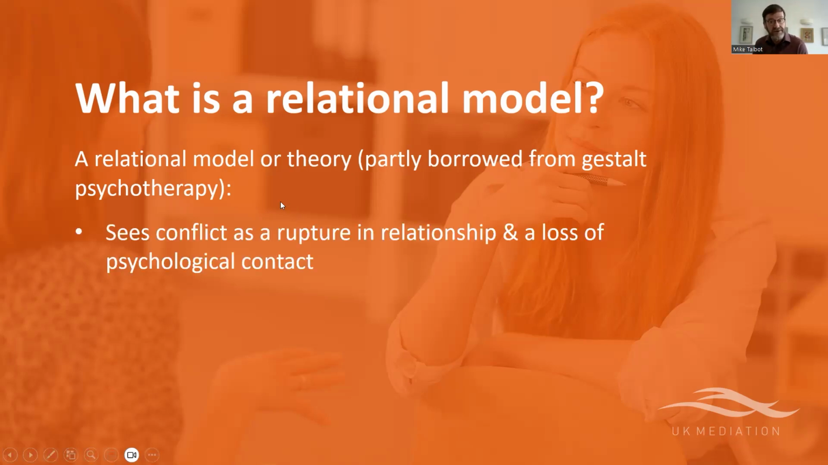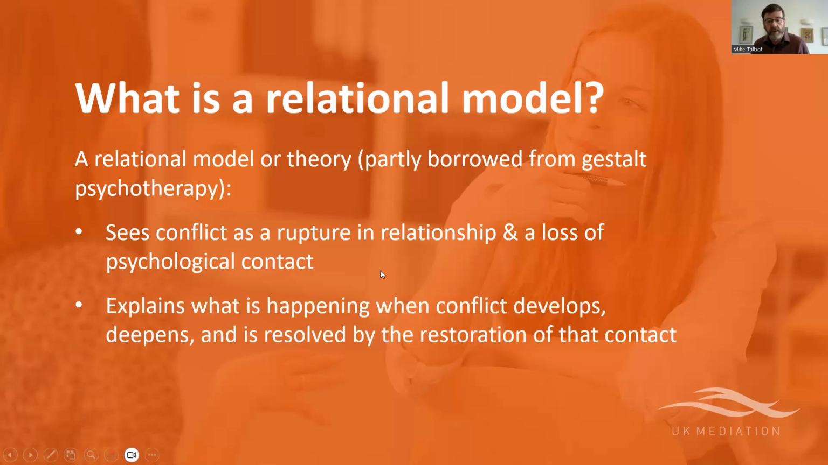How we make sense of conflict is as a rupture in a relationship. So two people relating, it breaks down, often not that dramatically. It can be a slow and difficult and lengthy process. And there becomes a lack of psychological contact between the two people. Whereas they used to interact successfully, give and receive support and challenge, now that becomes ruptured. Now they have that loss of psychological contact. And we're thinking about how that can be resolved by the restoration of that contact.